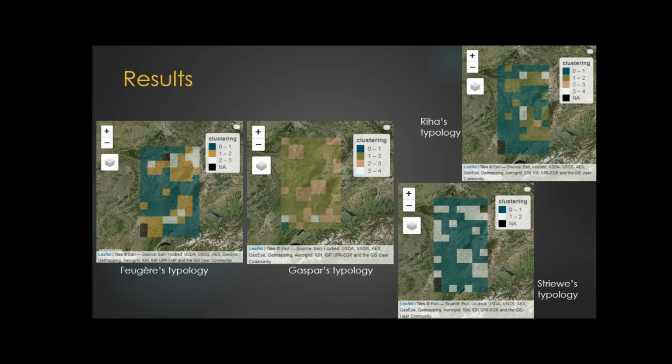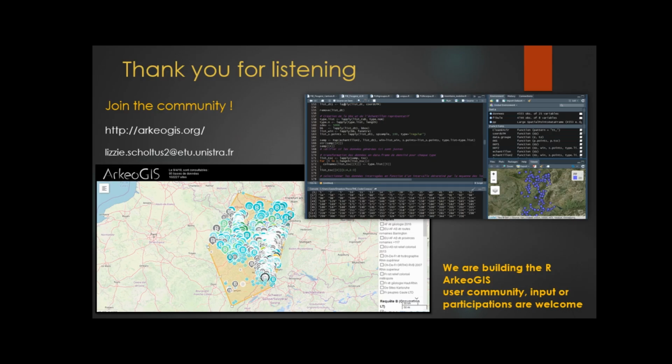To conclude, I would like to do some publicity. Just a quick word about Archaeologies. It is an online platform run by the University of Strasbourg, which enables users to pool and query databases from different sources. Several tens of thousands of sites, objects, and analyses are already available.